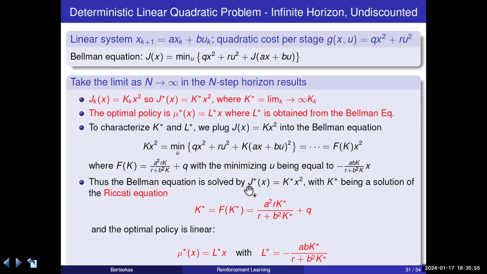The Bellman equation is solved by a quadratic function, with K star being a solution of this equation. This is the left-hand side of this equation. This is the right-hand side. This equation is called the Riccati equation. It's very fundamental in control theory. And it dates to the 1700s.